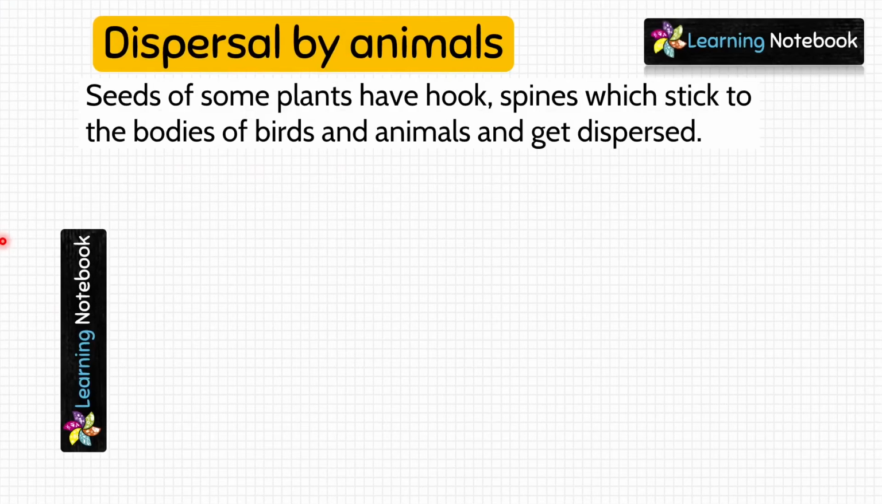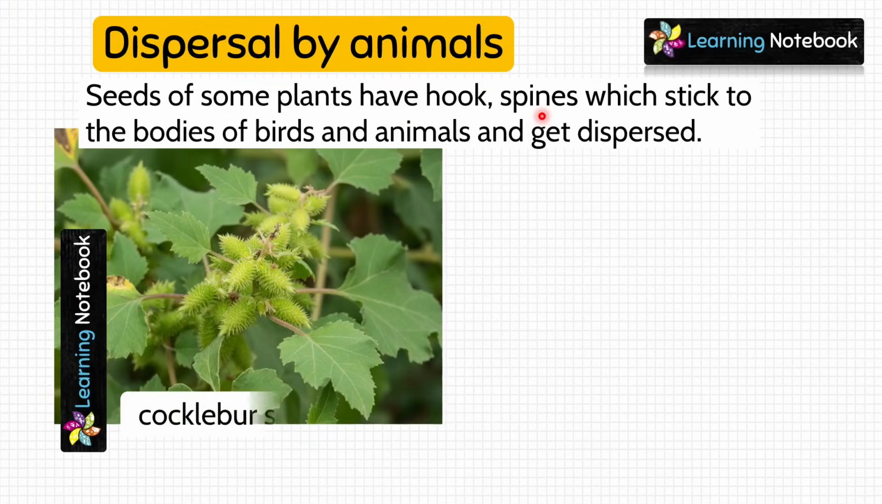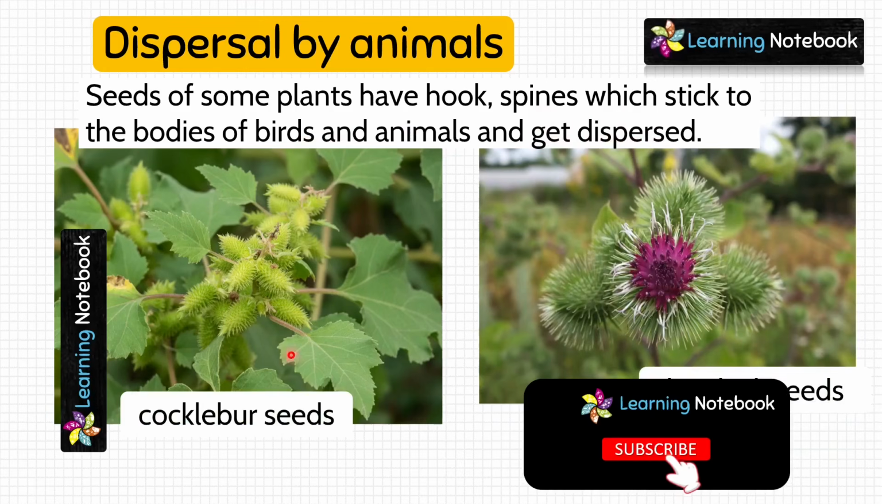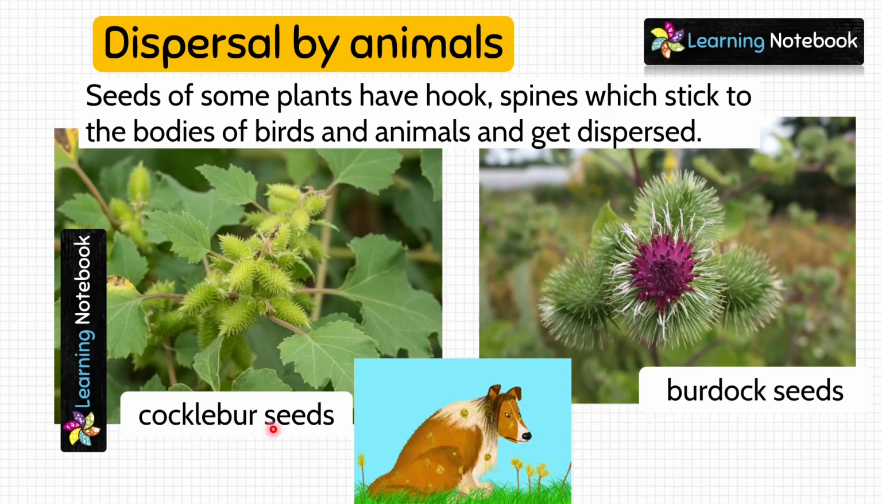Also, seeds of some plants have hooks, spines, which stick to the bodies of birds and animals and thus get dispersed. For example, seeds of cockleburr and burdock stick to the bodies of birds and animals and then they get dispersed. So this was the third way of dispersal of seeds by animals.